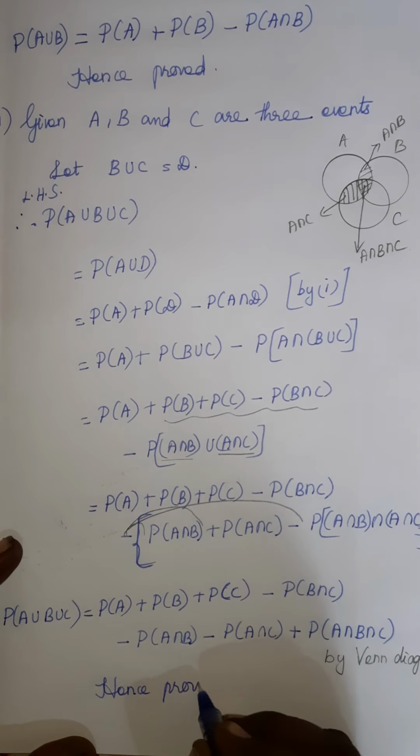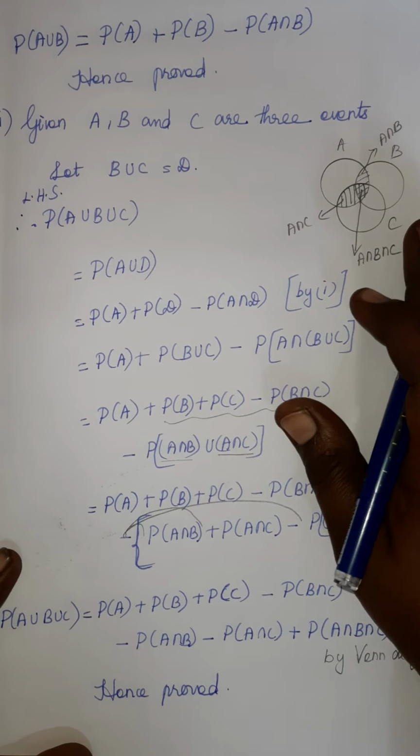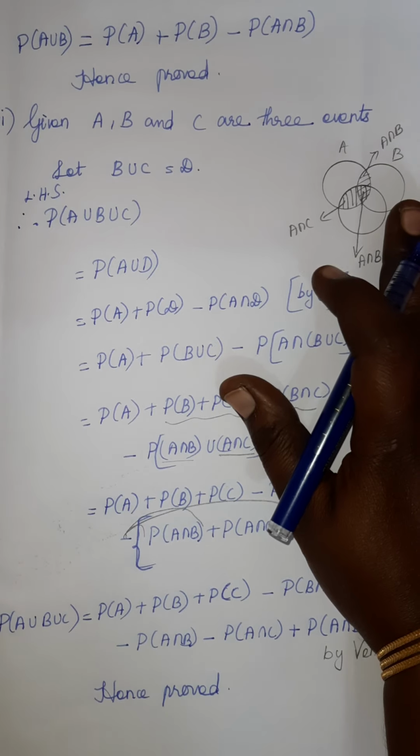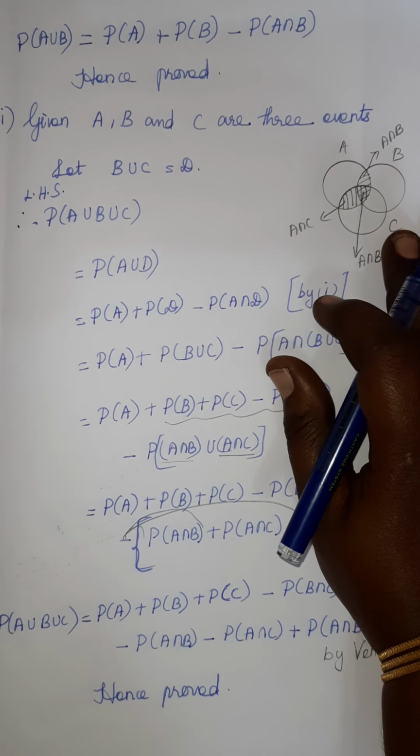Are you clear? This Venn diagram, you draw neatly. Okay, don't think of it as a rough diagram. Draw it neatly, then only you will get the marks. Okay.